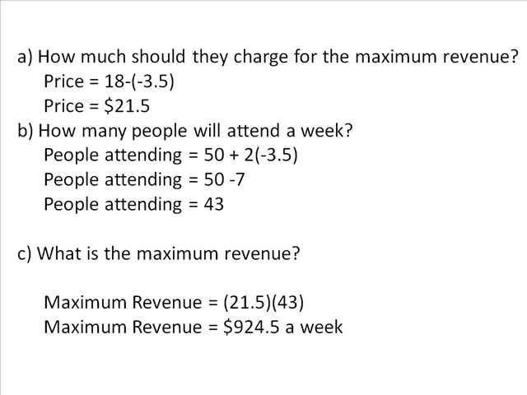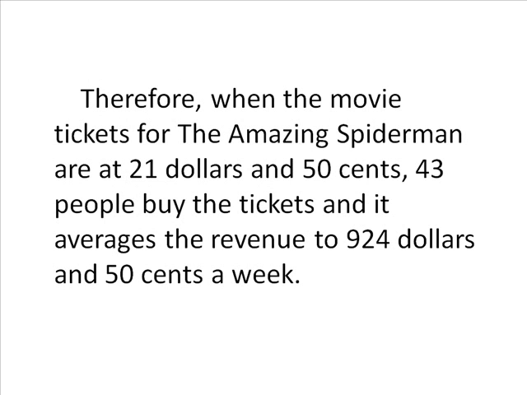Now the final question asks, what is the maximum revenue? To solve that, we take the price and the people attending and multiply them by each other to find out what the maximum revenue is. The price is 21.5 and the people attending are 43 people. And the maximum revenue we now know is $924.50 a week. Therefore, when the movie tickets for The Amazing Spider-Man are at $21.50, 43 people will buy the tickets, and it averages the revenue of $924.50 a week.